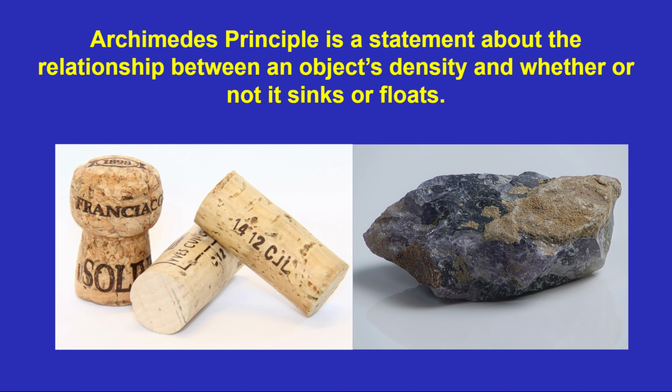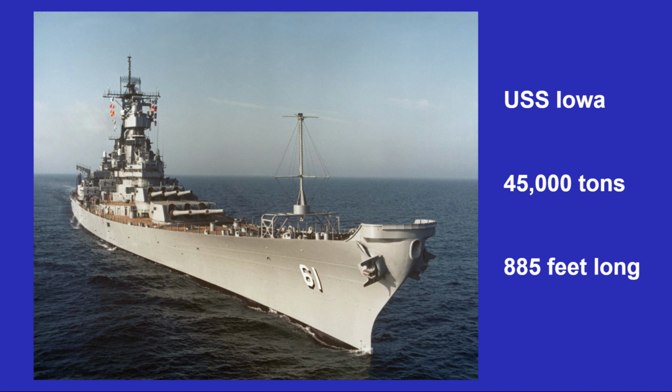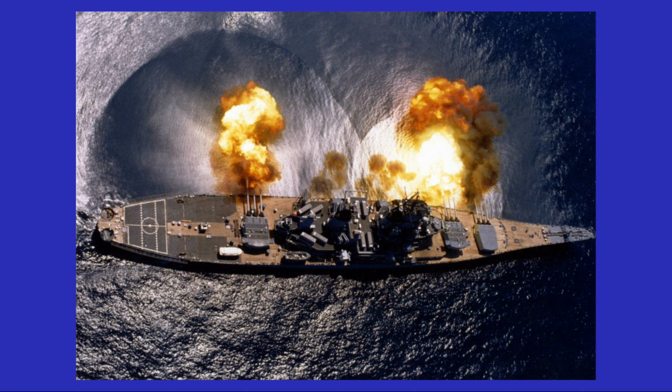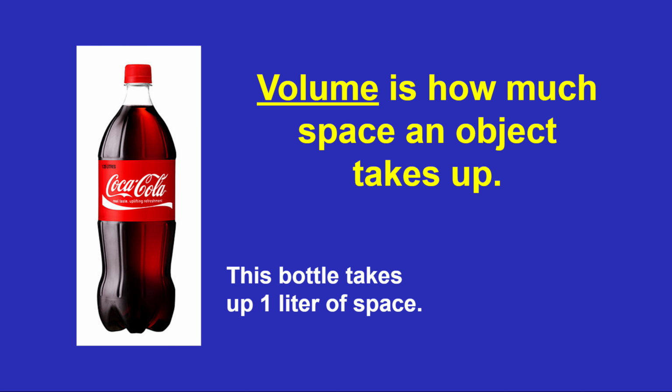To explain this, I'm going to use the very extreme example of the battleship USS Iowa, which is 3 football fields long, and it weighs 45,000 tons, and it's made of steel. How is it that this ship can possibly float, and easily, I might add? Well, the answer to this is related to volume, and the simplest definition I can come up with for volume is how much space an object takes up in the universe.